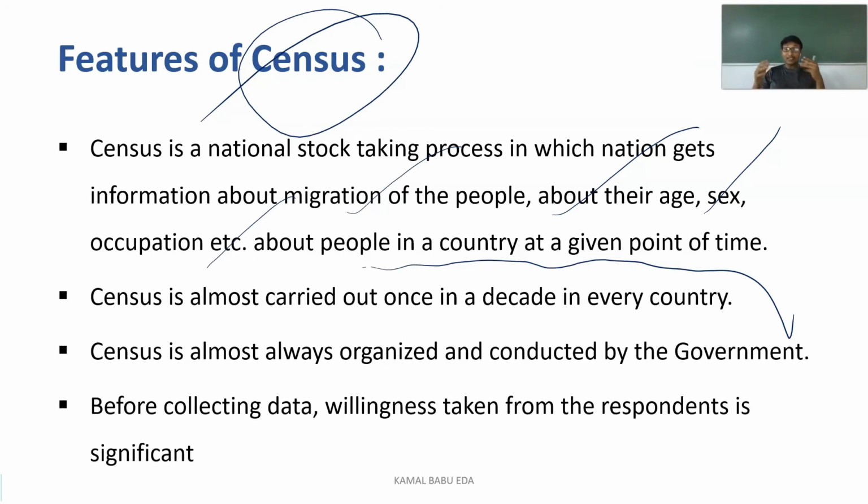Nextly, census is almost always organized and conducted by the government. Before collecting the data, willingness is taken from the respondents, that is very significant. The government plays a crucial role in ruling the people. If it wants to rule the people in an exact manner, if it wants to know their problems, first of all it should know the population's statistics, the population strength, then only can it go for good ruling.